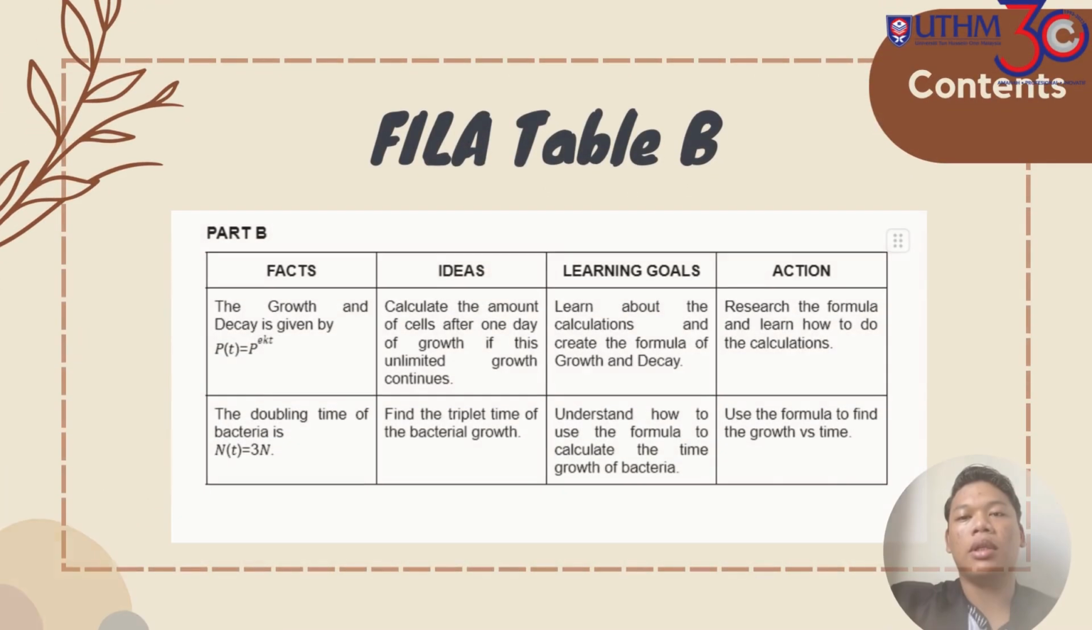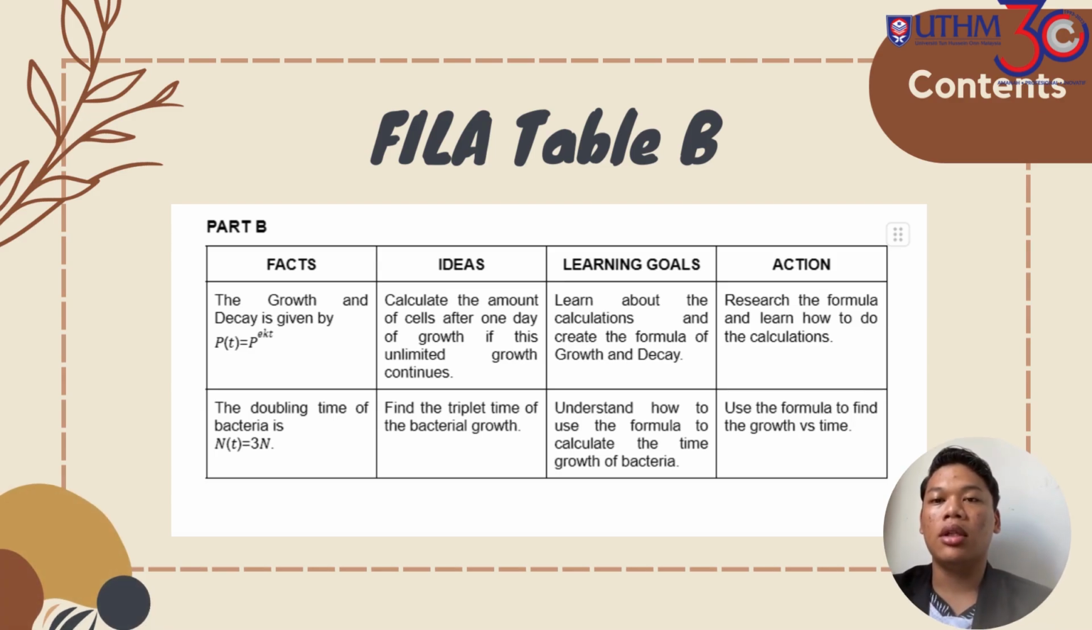So we will explain about Fila table part B. So what is the fact of this question? So we will see the growth and decay is given by the formula P equal to principal in the power of exponent, K for the constant and time also.